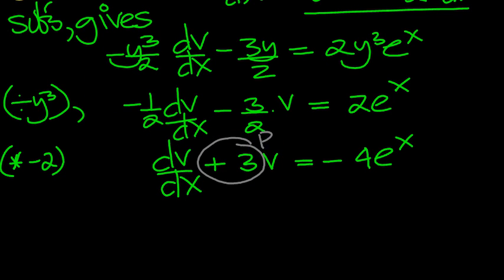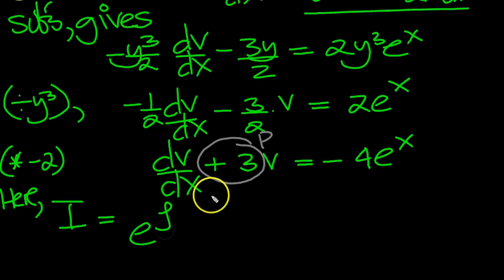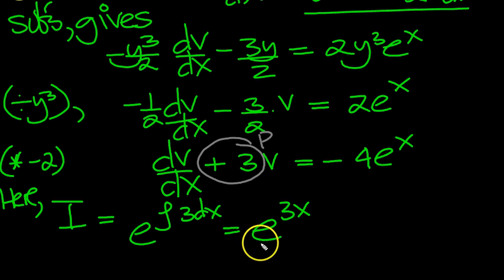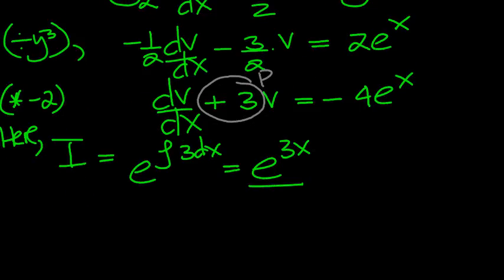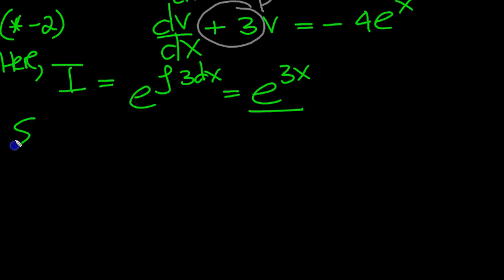Here's p, so we can work out the integrating factor. So here, I equals e to the integral of p, which is 3, dx, which is equal to e to the 3x, isn't it? So there's our integrating factor. Multiply through by that then.